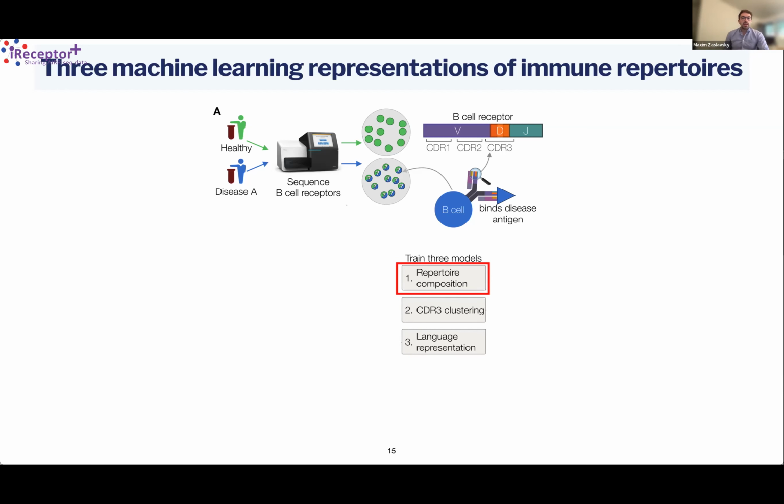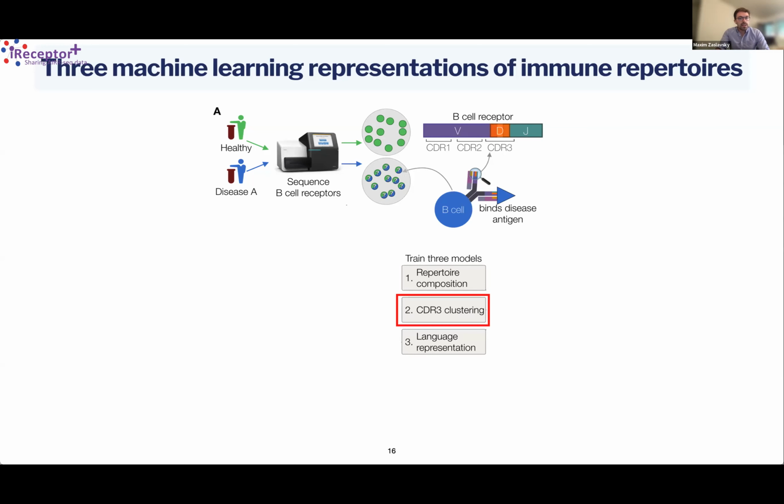The first model predicts whether a person's B-cell receptor repertoire differs from those seen in healthy individuals. And here we're looking at overall repertoire composition, so V and J gene segment usage trends and rates of somatic hypermutation to find signs of an active immune response.